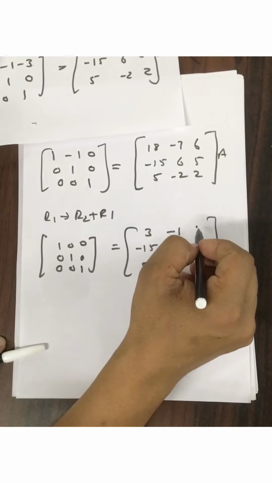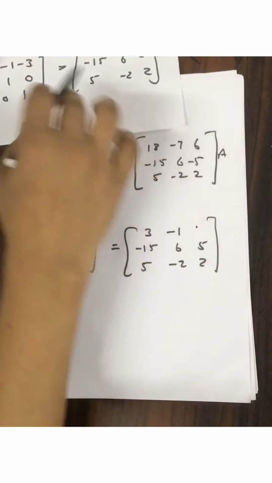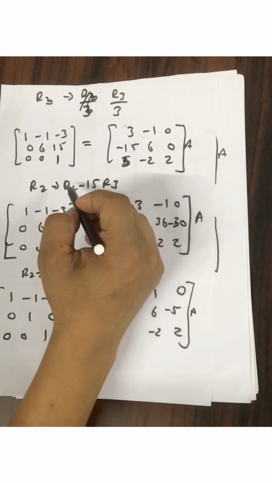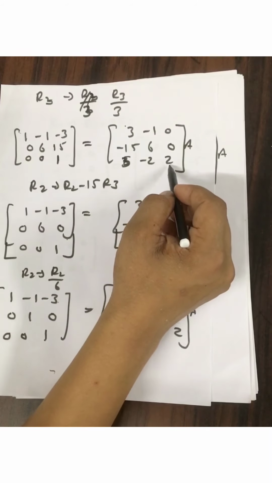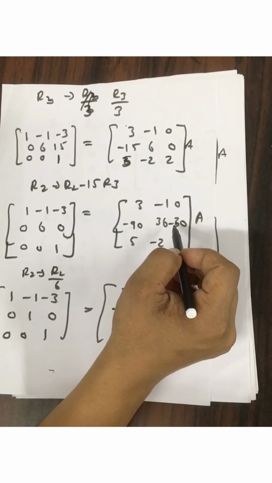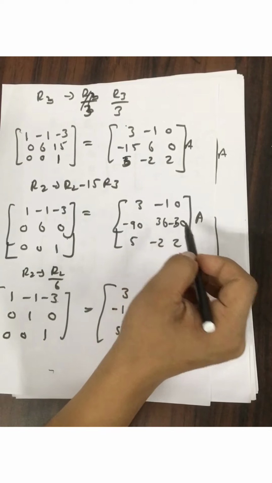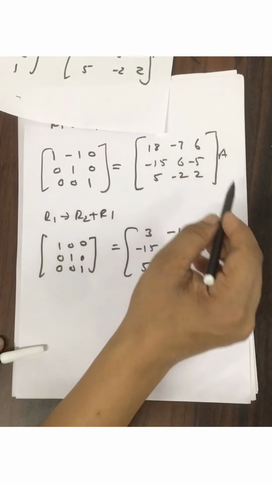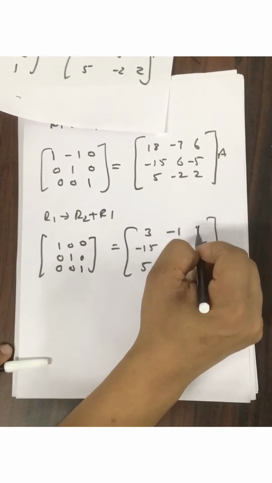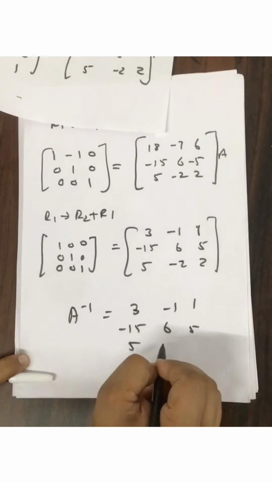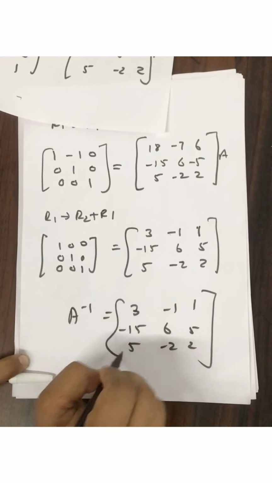Just a minute, this was minus 5, okay, I missed out this minus over here. We can also do correction over here. Because of R2, 0 minus 30 will be minus 30, okay, so this will be minus 5, so 6 plus minus 5, this will be 1, okay. So what is A inverse? A inverse is 3, minus 1, 1, minus 15, 6, 5 and 5, minus 2, 2. That's it. This is your answer.